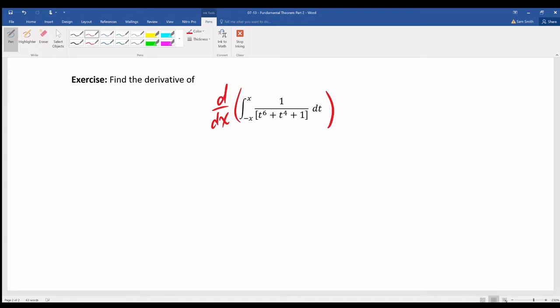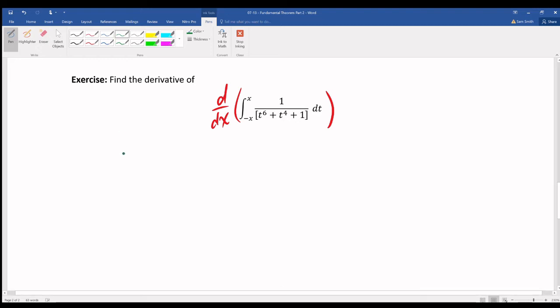And the big issue is this lower limit of integration. In the theorem, the lower limit of integration was supposed to be a number. It was supposed to be constant. However, here we have an issue of this lower limit of integration being a function of x. So here is what we're going to do to rewrite the problem so that we can apply the fundamental theorem to the problem. And it relies very heavily on those properties of definite integrals which we discussed several days ago.